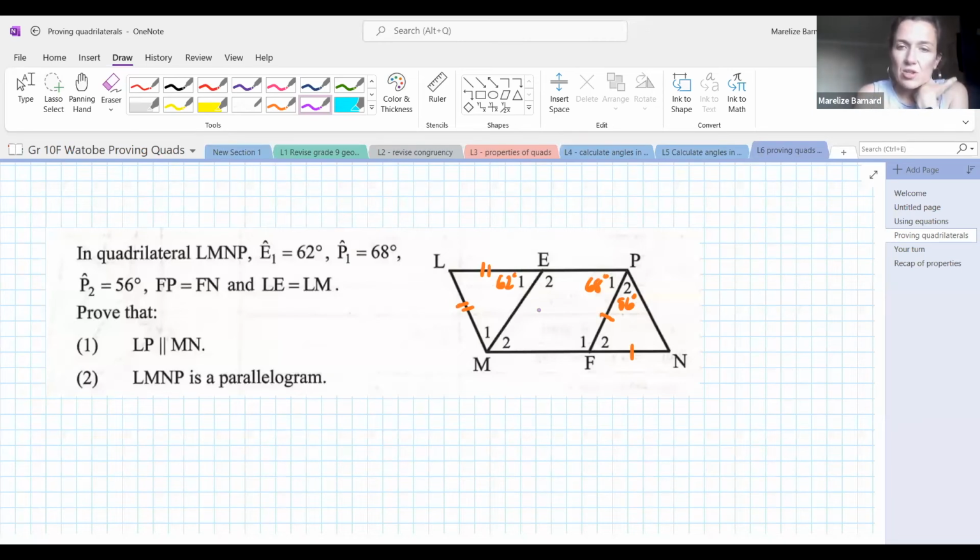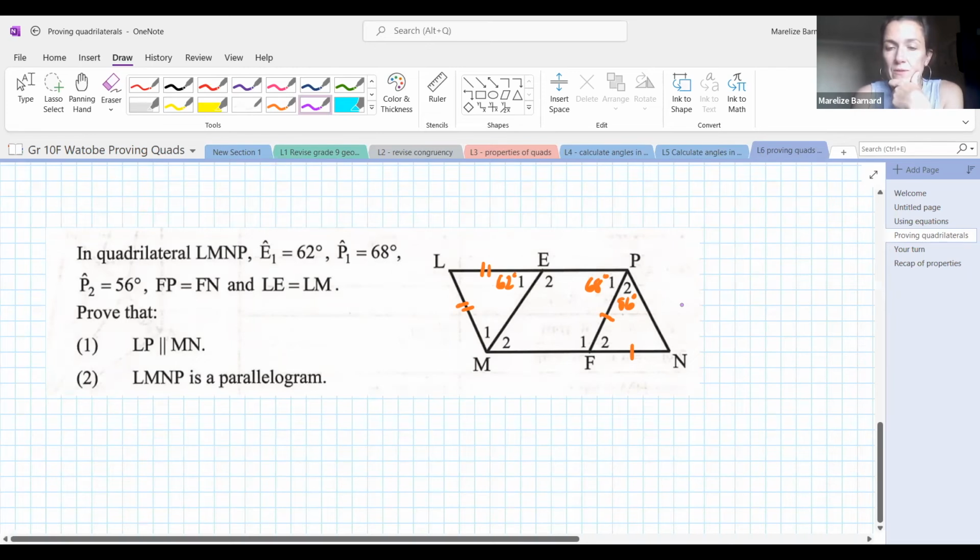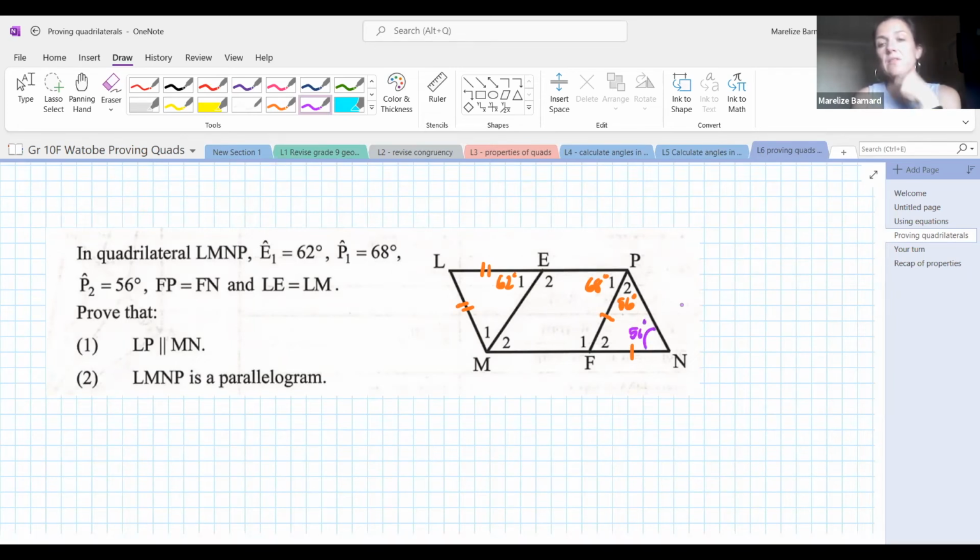Okay, so I'm going to start. If you don't know where to start, always start with what is given and try and find another angle or side that is equal to the angle or side that is given. So I'm going to start here with the 56, and I'm going to say this angle is 56 because of angles opposite equal sides. And then I'm going to go to my other isosceles triangle, and I'm going to say that angle M1 is 62 because of angles opposite equal sides, but in that triangle.